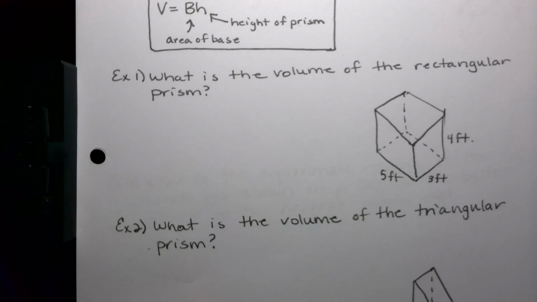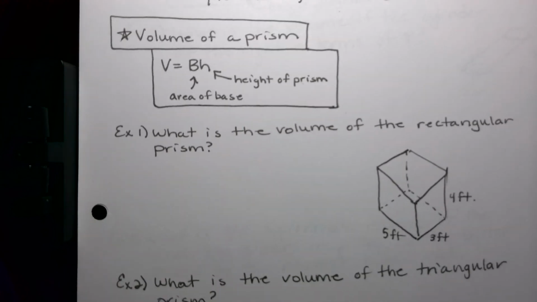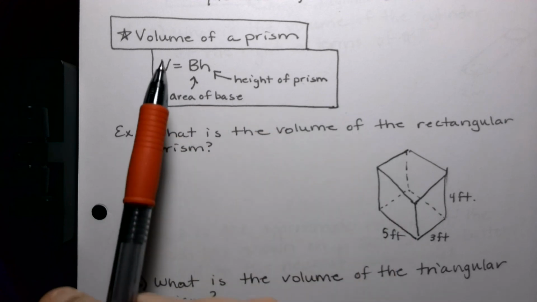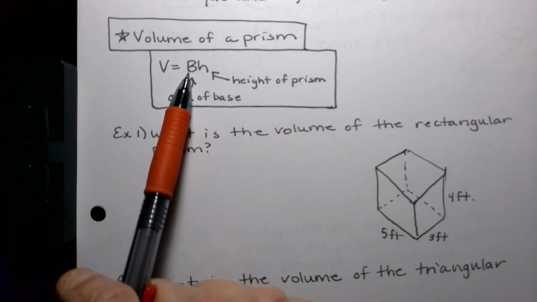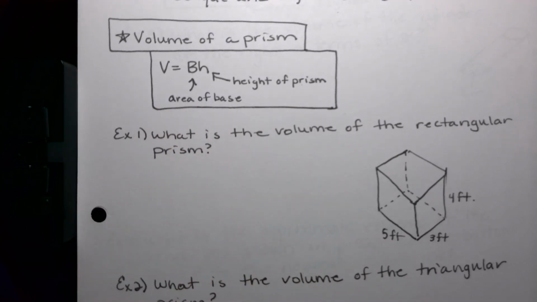Okay, so let's look at this. When we're doing volume, and I have the formula up here again, get that note card out where you're keeping track of all your formulas. Volume of a prism is the area of the base. Remember, capital B is area of the base, times the height of the prism. So don't get tricked if there's a triangle on the bottom. You're not taking the height of the triangle, it's the height of the prism.